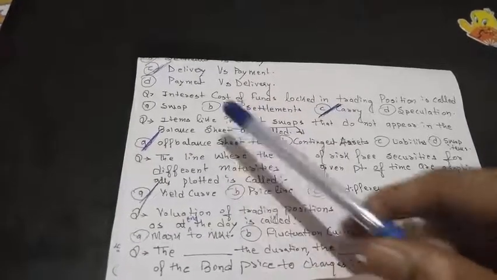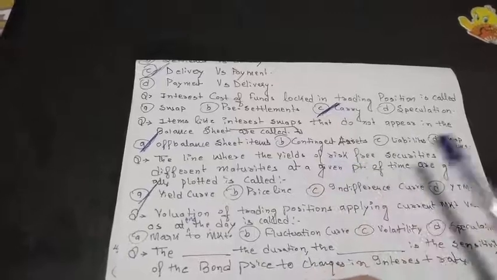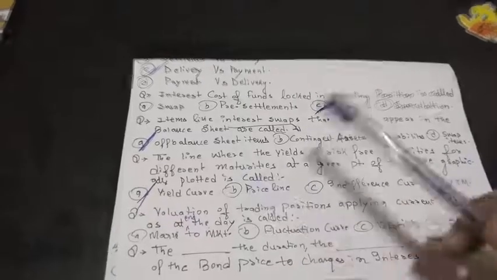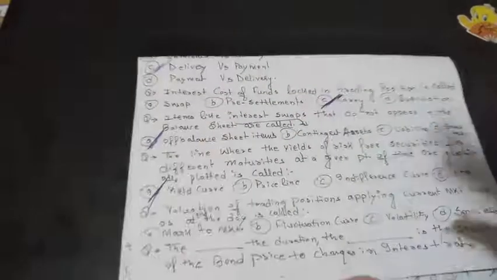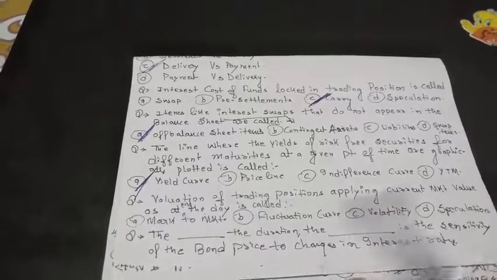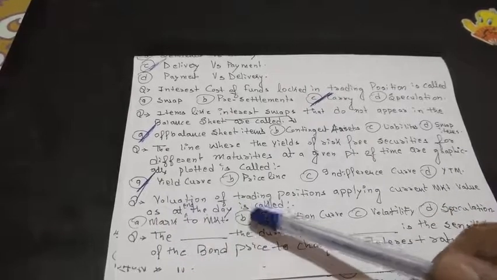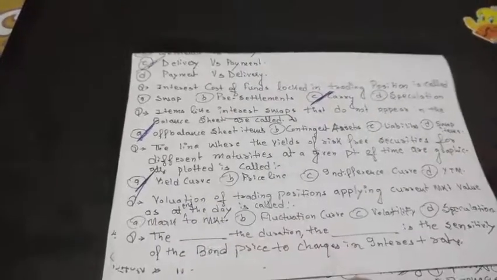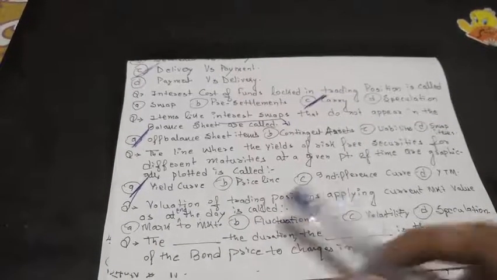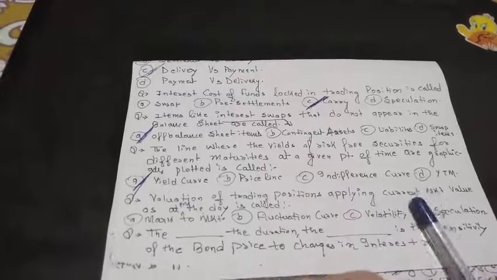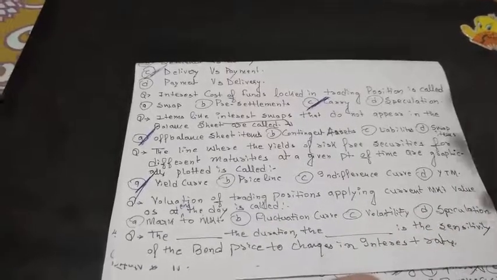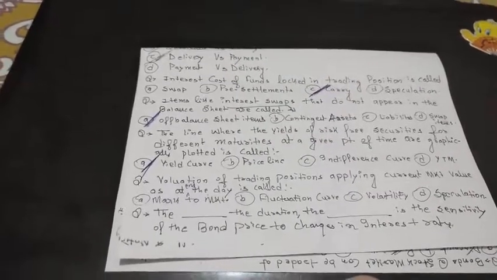Next question: the line where the yields of risk free securities for different maturities at a given point of time are graphically plotted is called the yield curve. It is a fact you need to remember. Next question: valuation of the trading position applying current market value as at the end of the day is called mark to market. It is another term used in the treasury market. So it is just a valuation of the price of the thing.